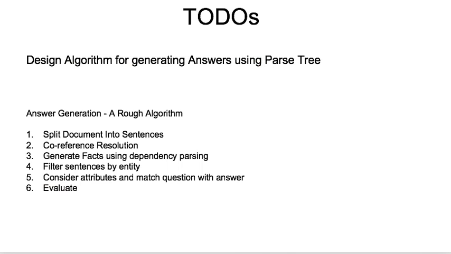So that's it for now. Looking forward, we want to generate answers from the parse tree using the following broad steps. We want to split the document into sentences, perform coreference resolution, generate certain facts using dependency parsing, then filter sentences by entity and consider attributes to match questions with answers, and then do evaluation.